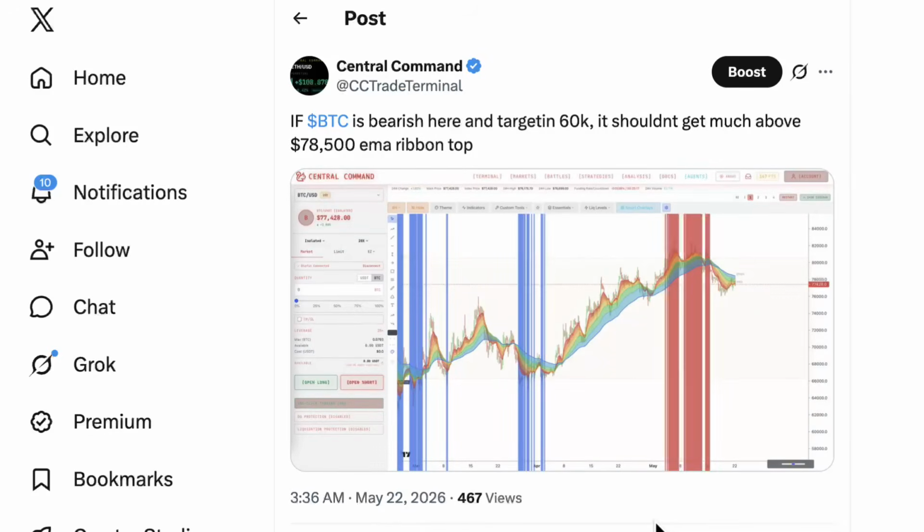So this was Bitcoin on the 4-hourly, and you can see at about $80,000 it started turning red, and that was the warning sign after the price flipped down below the EMA ribbon. After the red, I was saying here, if Bitcoin is bearish targeting 60K, it shouldn't get much above that EMA ribbon top at 78,500. And that is exactly what happened.